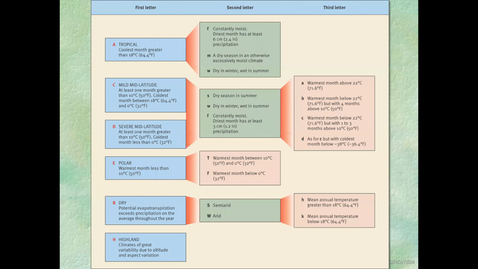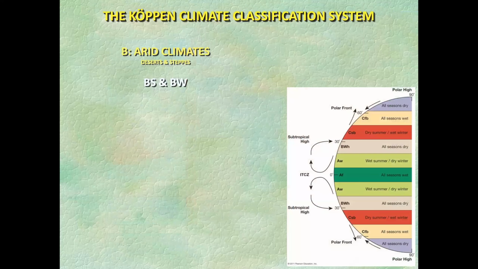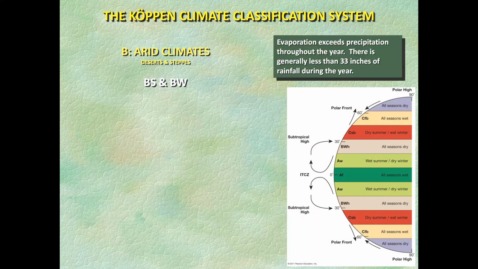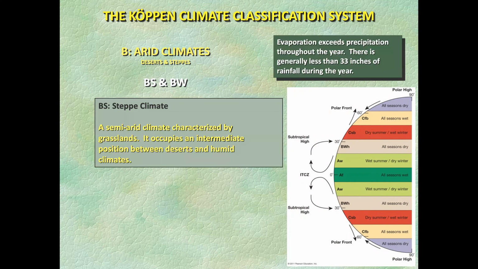Now let's look at the B climates. B climates are either deserts or steppes. And so a BS climate or a steppe climate would be if you've ever been to eastern Colorado, Kansas, West Texas, western Nebraska, North and South Dakota. Lots of grass. It rains, it just doesn't rain a lot.